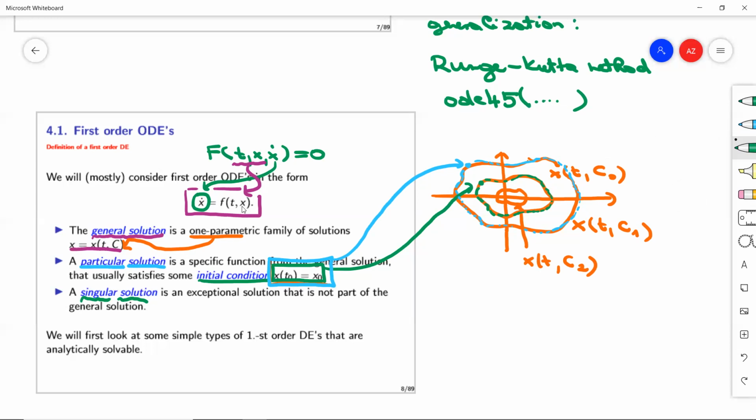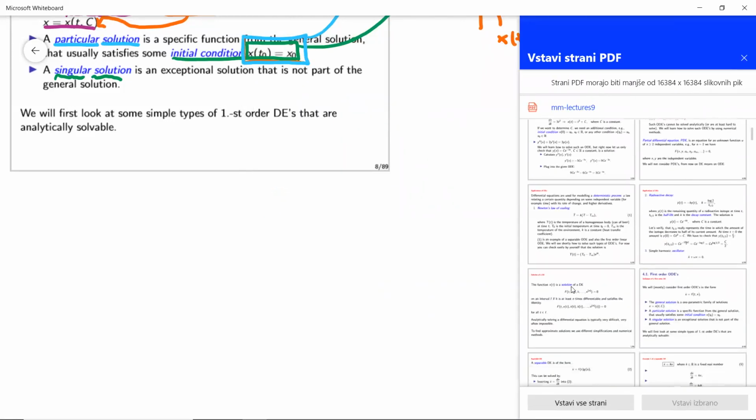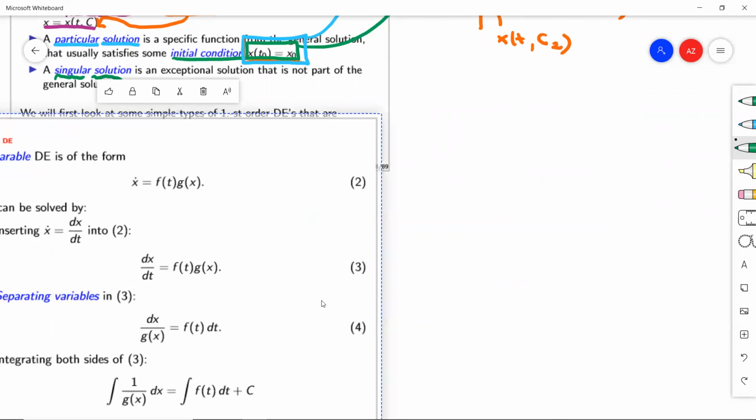And the first form is the form we've seen a few times today and also last time. So when we can write this function f of t, x as a product of two functions, one which depends only on t and the other which depends only on x, in this case we are talking about a separable case. We can use separation of variables. So this is the first case.